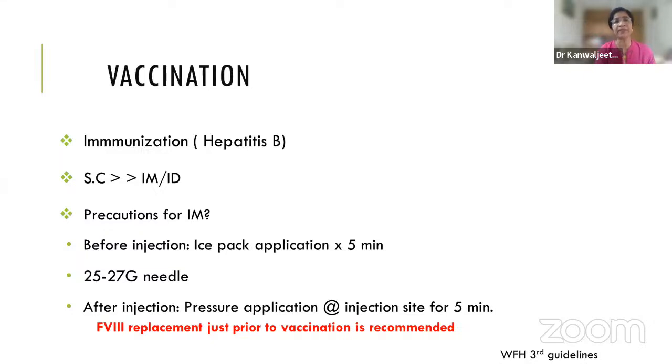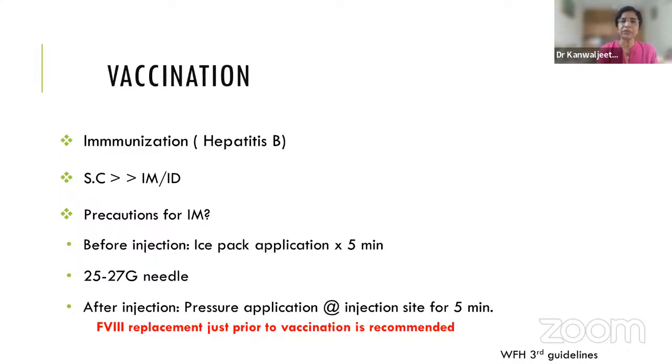Vaccination is important. We need to look at the hepatitis B vaccination status of the patient, and if not vaccinated, then they should be vaccinated. All the routine vaccinations for children should also be given. So how do we circumvent the defect in the coagulation system in such scenarios? A subcutaneous vaccine like hepatitis B can be given subcutaneously, and we should use this rather than IM or intradermal. Some vaccines cannot be given subcutaneously, like DPT.